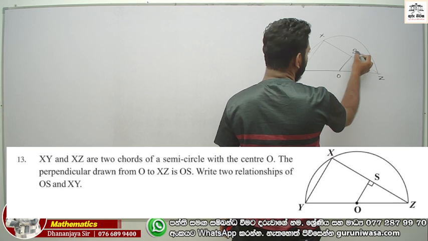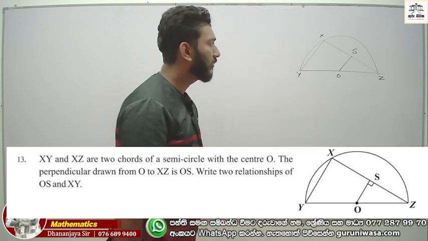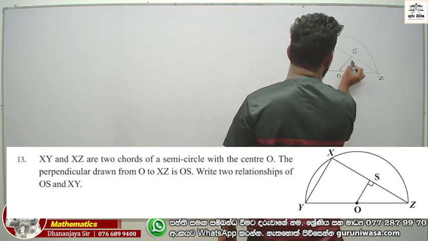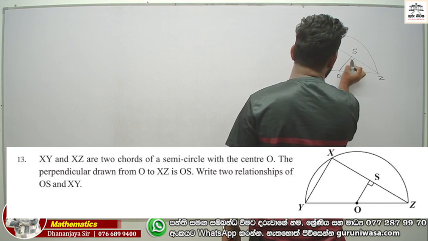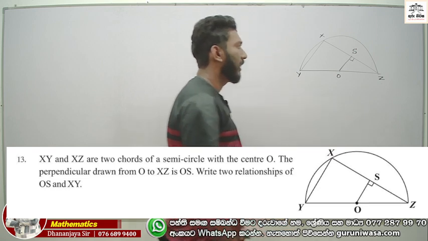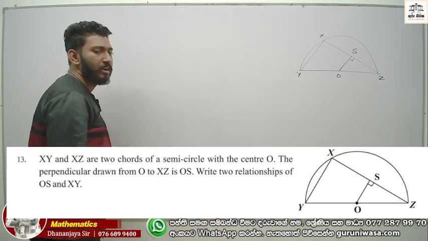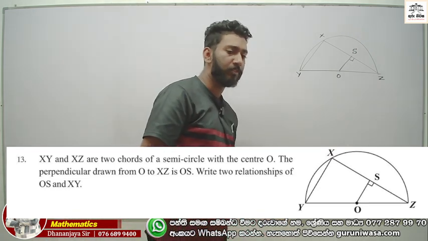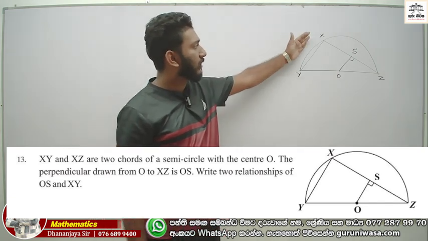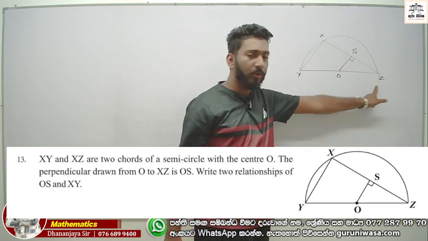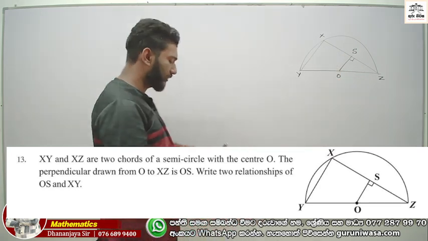And this one is X. Now this is a right angle, perpendicular. And this is a semicircle. Now XY and XZ are two chords. Listen, XY is a chord and this XZ is also a chord. And what's the theorem? Look at this theorem.